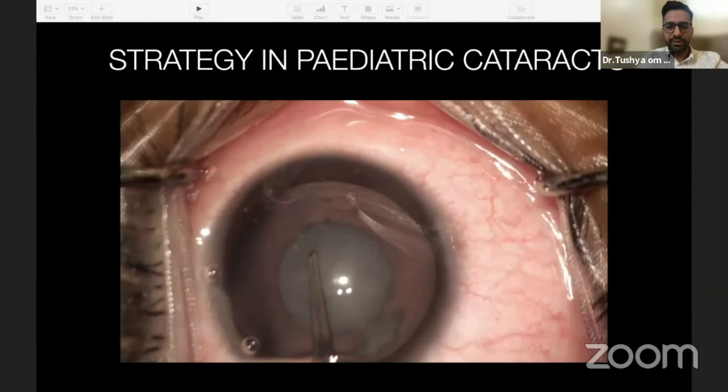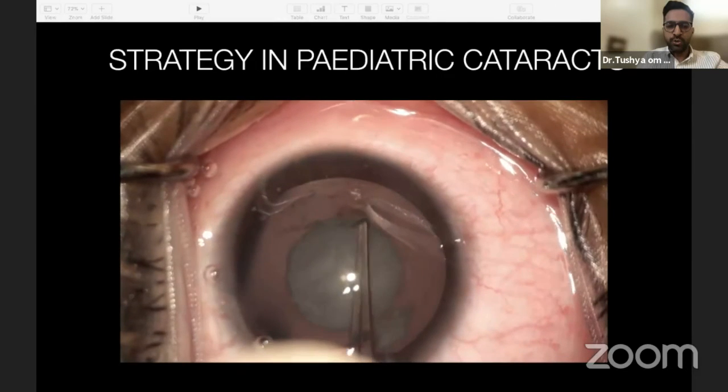So these were few challenges and strategies to prevent an anterior capsular tear.